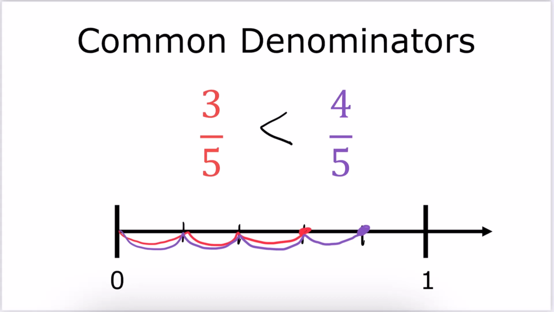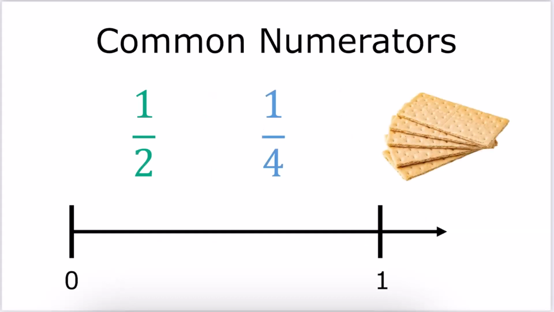And so this is the basic idea of how you compare fractions when you have common denominators. You just look at the numerators, which tells you how many of the pieces are shaded, or on a number line model, how many pieces you are away from 0, and you just choose the bigger number. Now, if you have common numerators, it works a little bit differently.